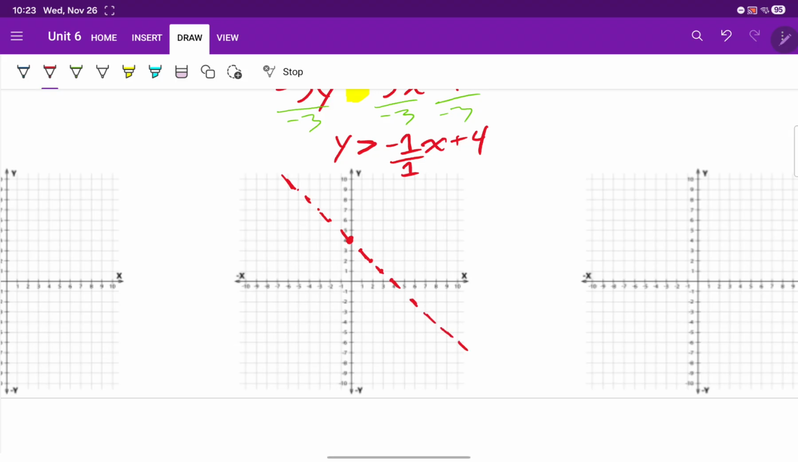Okay, just a dotted line. And then it's greater than, so we are shading above the line here. Okay? So that's what that one looks like there. All right. So now what we're going to do is just summarize this.